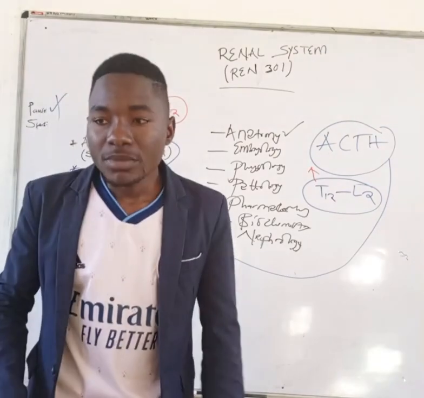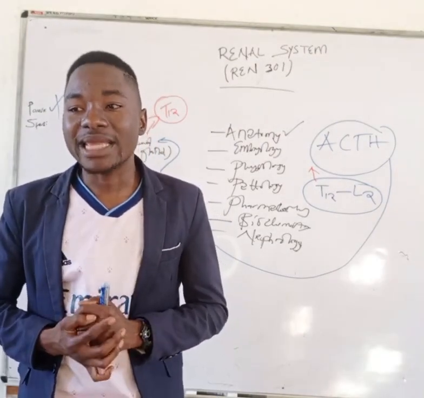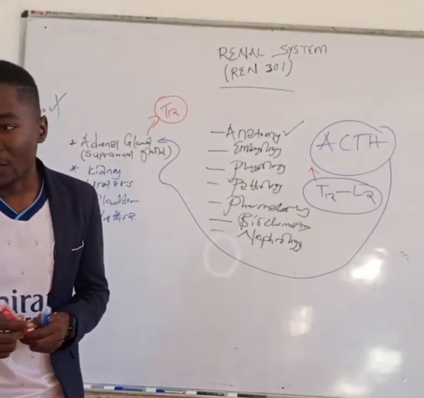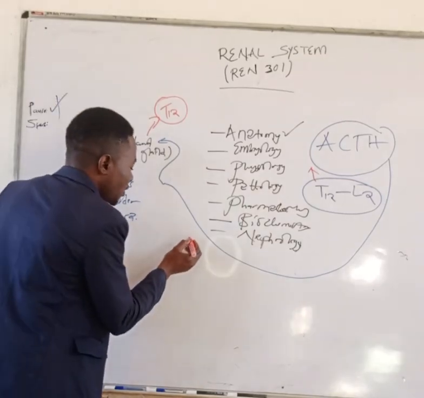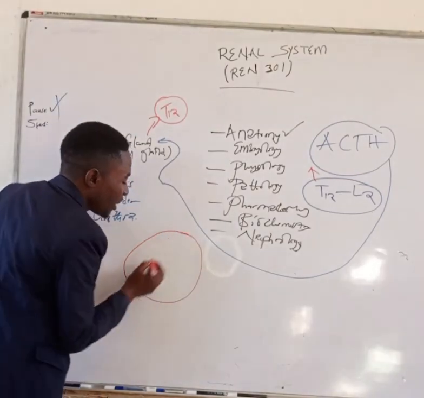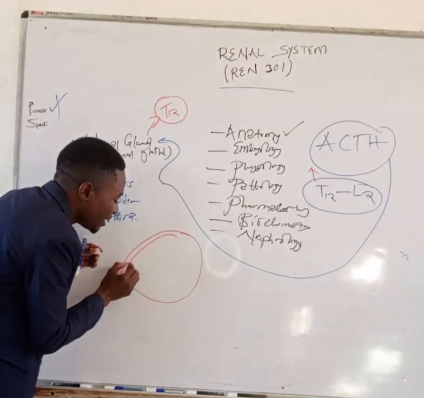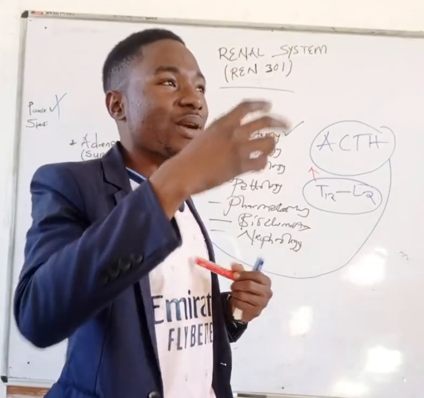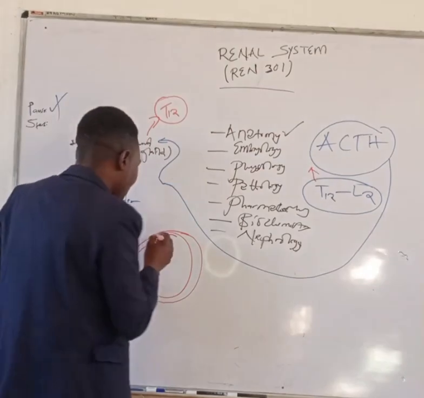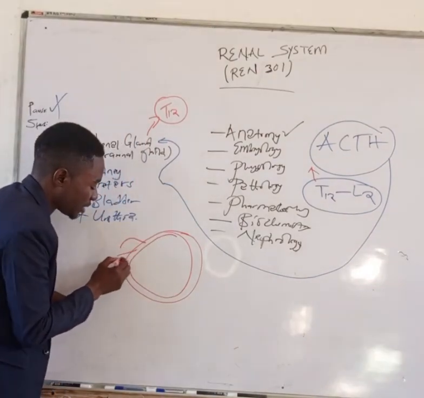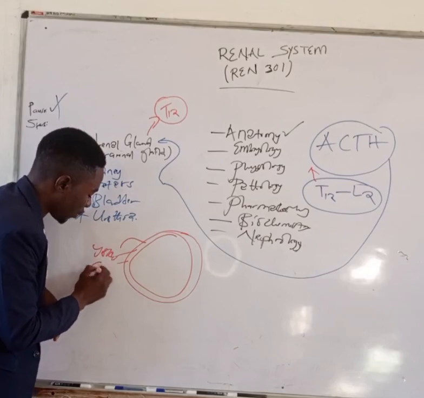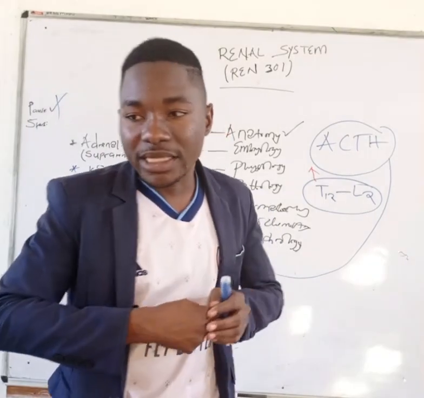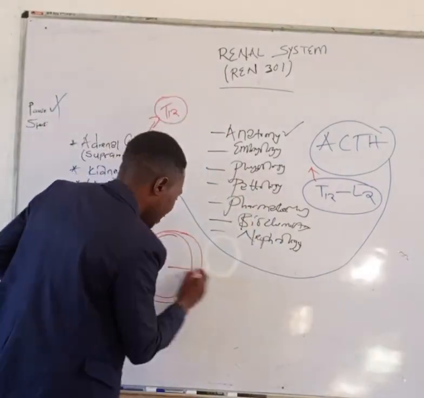Each gland has an outer yellow cortex and an inner dark brown medulla. What is that supposed to mean? It's simple. If we assume that this is our suprarenal gland, it has a yellow cortex, and that is what gives the suprarenal gland its yellow color. So we call it the yellow cortex. And then the inside is brown.